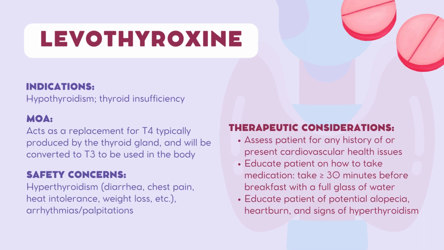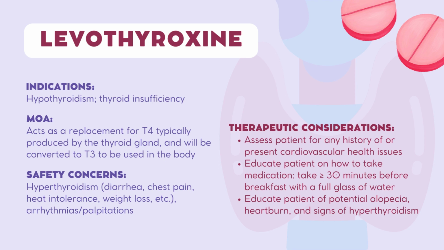Now we're going to move on to two medications people can use for thyroid disorders. There are two medications that we'll talk about, and first I want to start off with levothyroxine. We use this to treat hypothyroidism, where the body is not producing enough T4. This can be due to damage of the thyroid, insufficiency, or some hormonal problem.